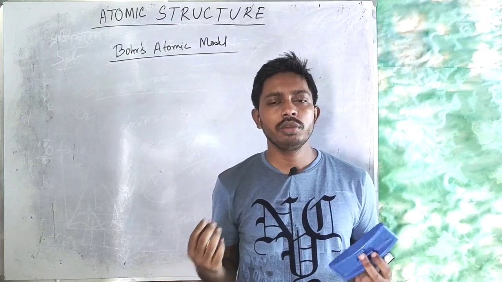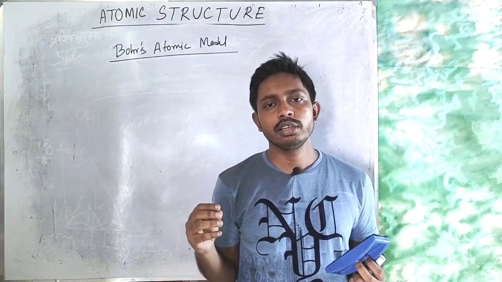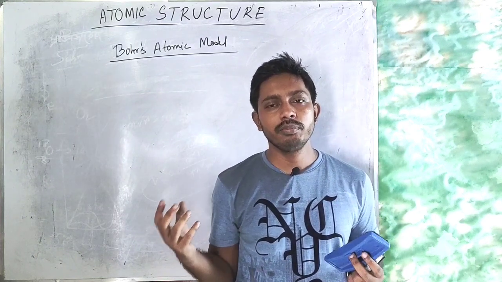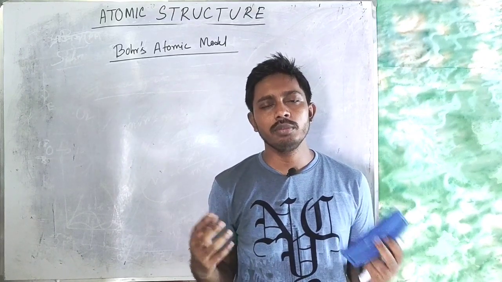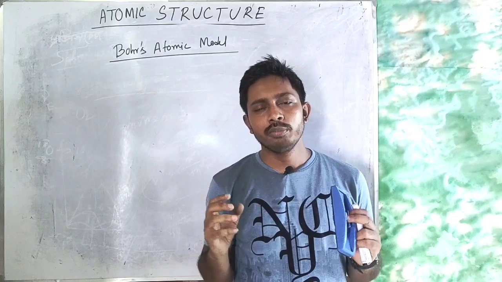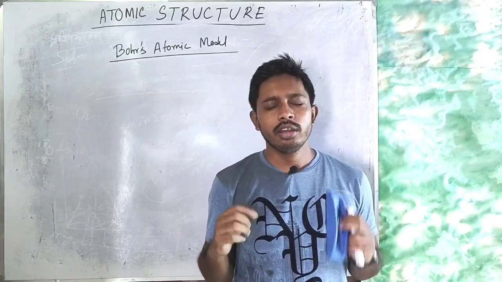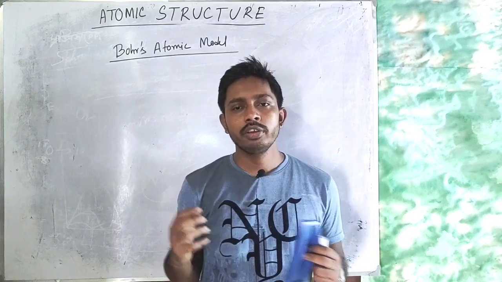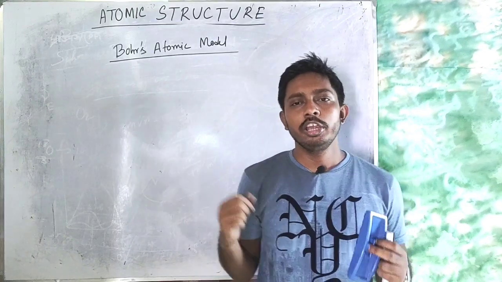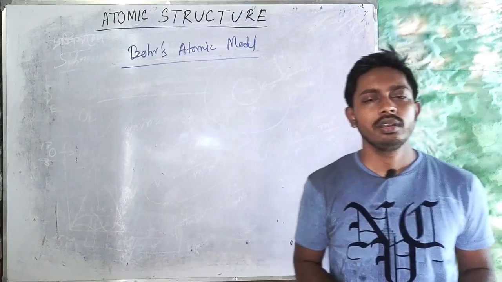In the previous session we studied the earlier atomic models, that are Thomson's plum pudding model and Rutherford's atomic model. Both models were unable to explain the actual atomic spectra, and Rutherford's model was unable to explain the stability of an atom. To rectify these problems, Niels Bohr introduced his atomic model.